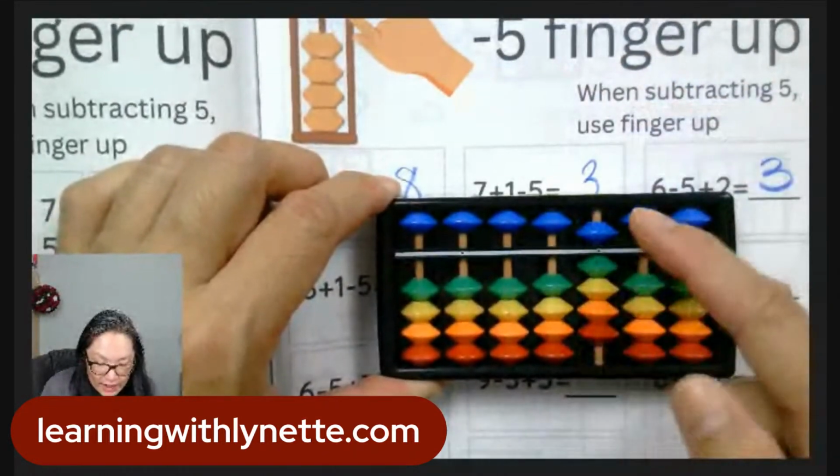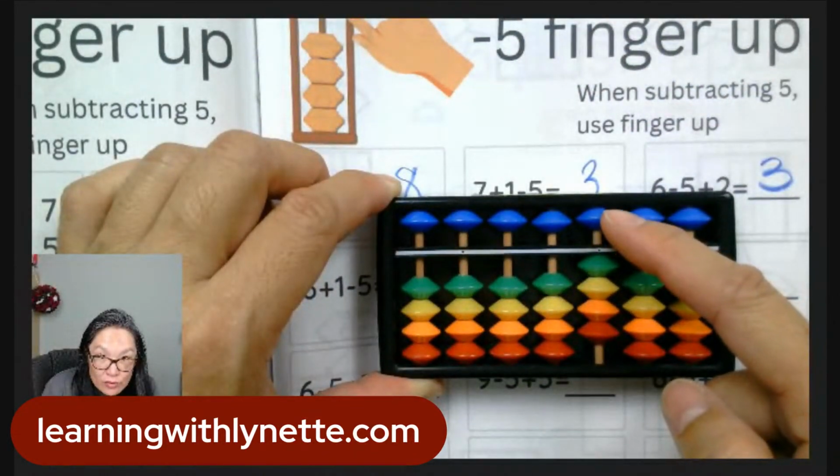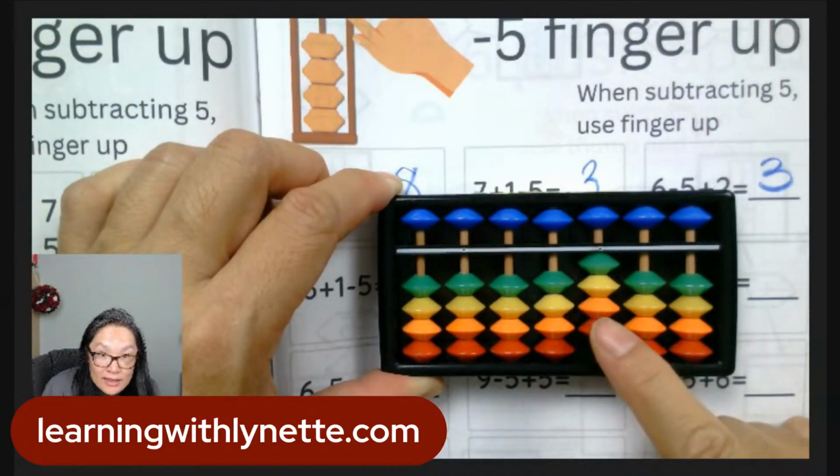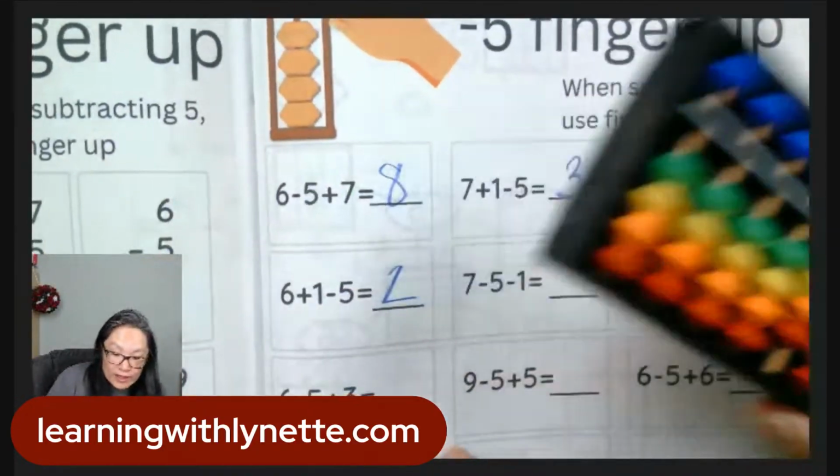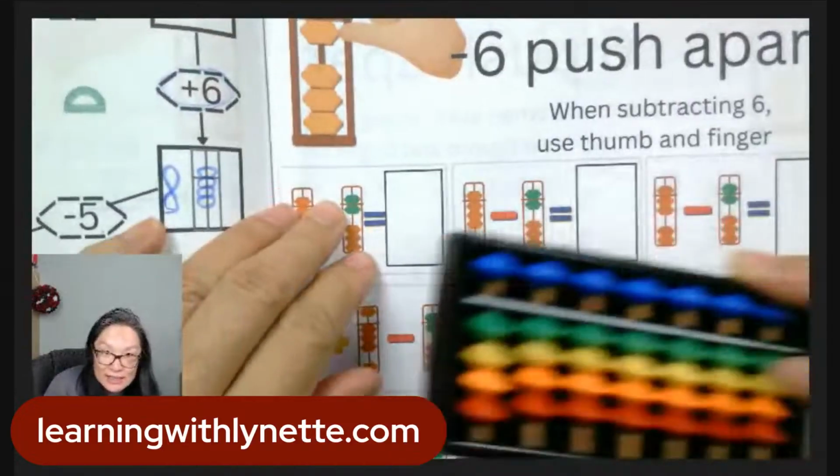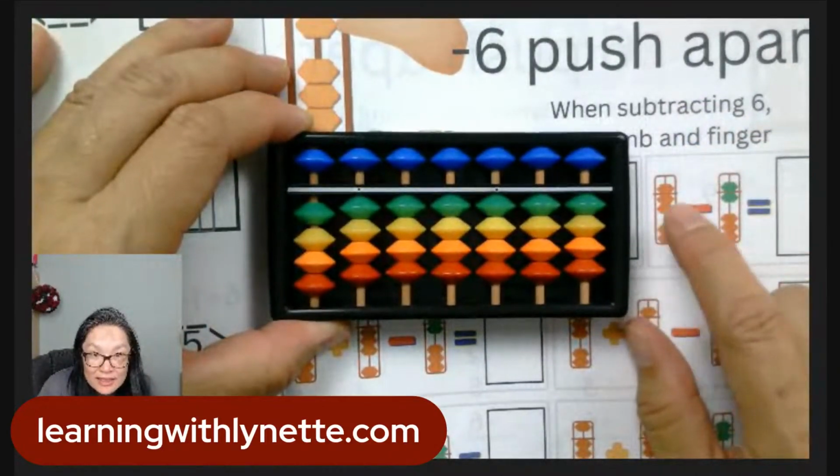If I have 9 and I want to minus the 5, I'm just moving it away from the horizontal bar. This is 4. So if I look and I have 6, right? Minus 6, this is 7.